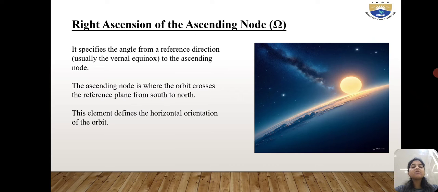Right ascension of the ascending node. It specifies the angle from a reference direction, usually the vernal equinox, to the ascending node. The ascending node is where the orbit crosses the reference plane from south to north. This element defines the horizontal orientation of the orbit.